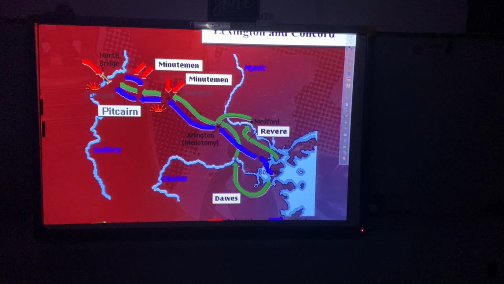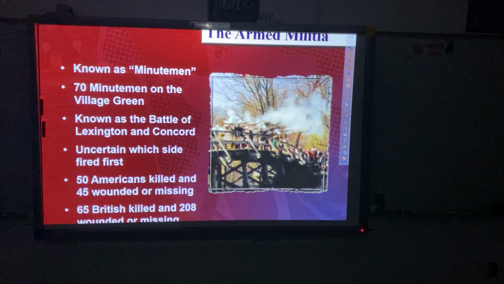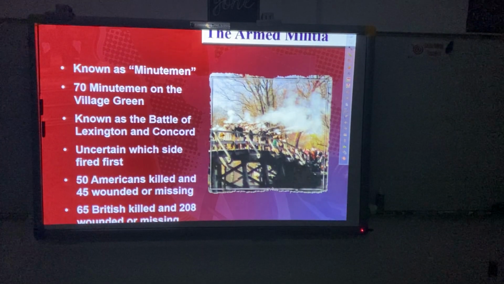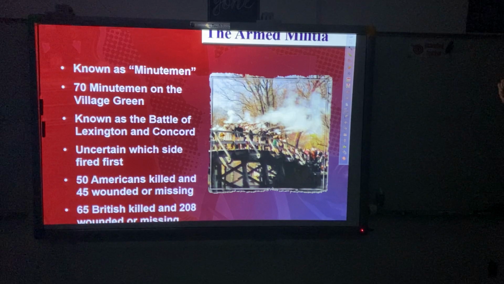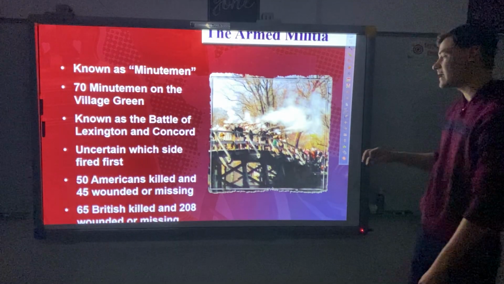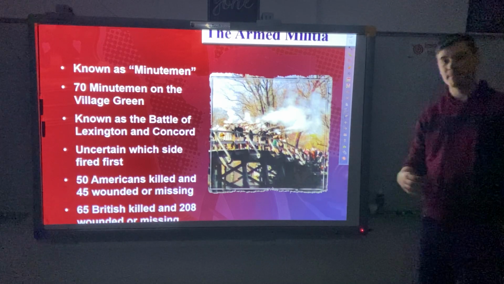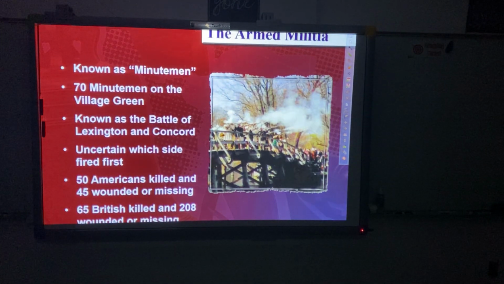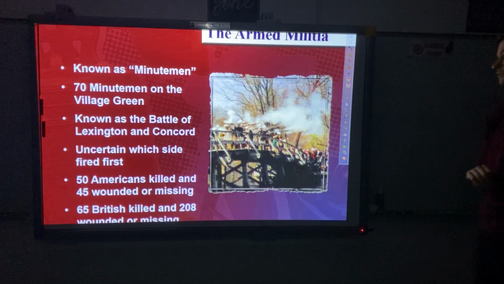So I'm going to go back to that last slide. These militia were known as Minutemen. They were called that because they needed to be ready on a minute's notice to fight. 70 Minutemen on Village Hill, known as the Battle of Lexington and Concord. So they are going to hide, and they are going to wait, and they are going to jump out, and they are going to surprise the British. 50 Americans are going to be killed, and 45 are going to be wounded or missing.